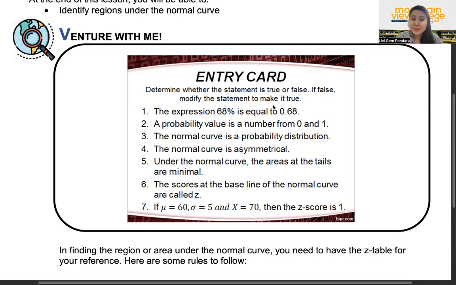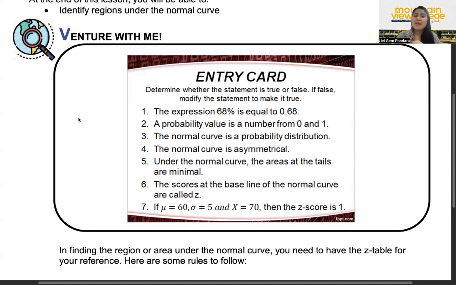Next, number 5. Under the normal curve, the areas at the tails are minimal. What do you mean by minimal, ma'am? Kakagamay, meaning small. True or false? Any answers? Under the normal curve, the areas at the tails are minimal. Other answers? Yes, Jewel, correct. That is true. Remember, as I've drawn the normal curve, in the tails, the areas are just small.